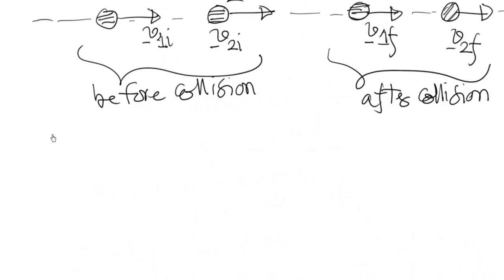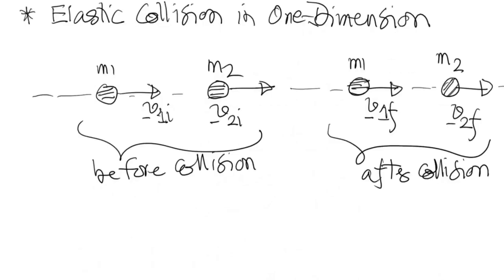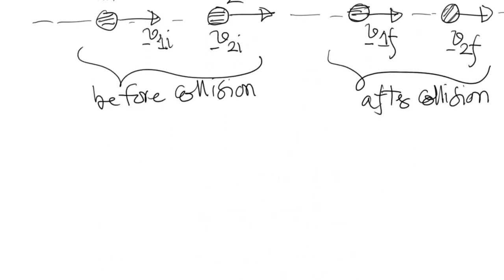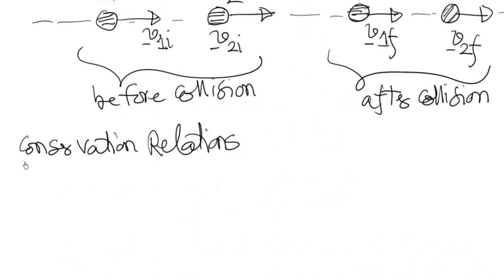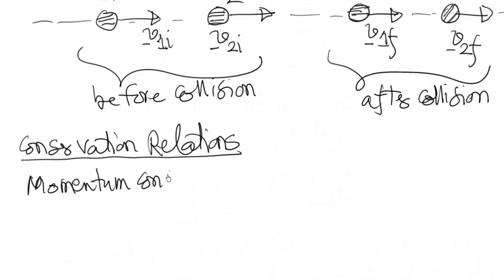Now, as I mentioned, we know the masses of the two particles m1 and m2, and also we know the velocities of the two particles v1I and v2I. We are now going to find the velocities of the particles m1 and m2 after collision. Conservation relations. Momentum, actually this is linear momentum conservation.